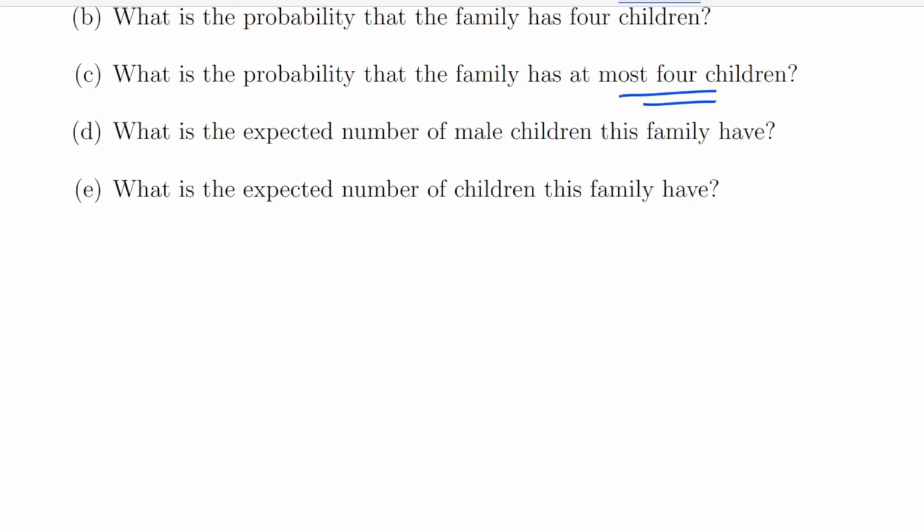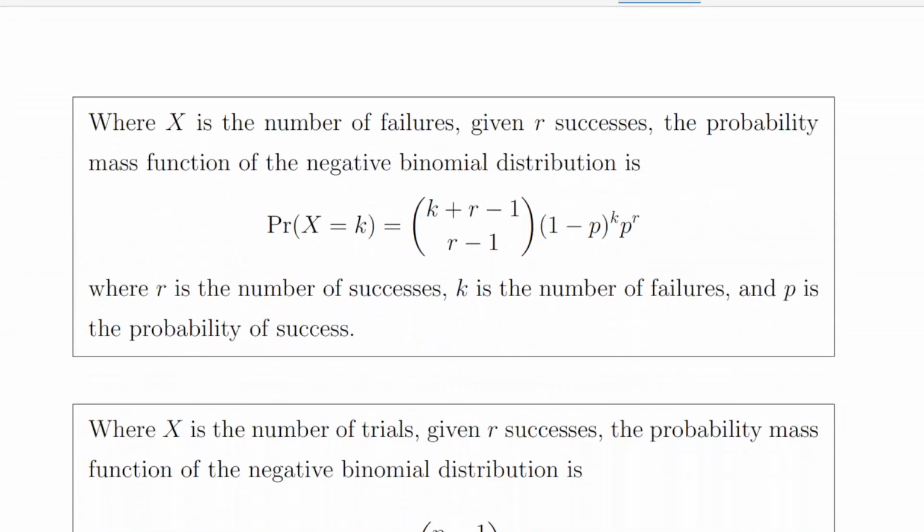Okay. So, we're going to use the negative binomial distribution for this. Okay, so where X is the number of failures given R successes, the probability mass function of the negative binomial distribution is given as follows. Okay, it's probability X equal to K, where K is the number of failures before we have R successes, given a probability of success. Now, a little bit sort of jarring to think that a failure would be giving birth to a male child and a success would be giving birth to a female child, a girl. But that's the terminology we would use with Bernoulli trials. So we'll just go along with it, okay?